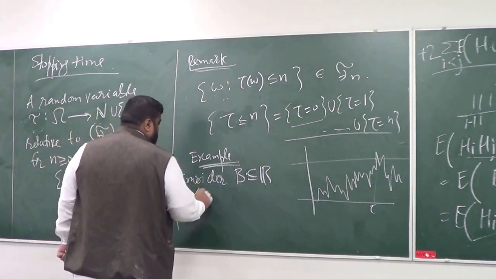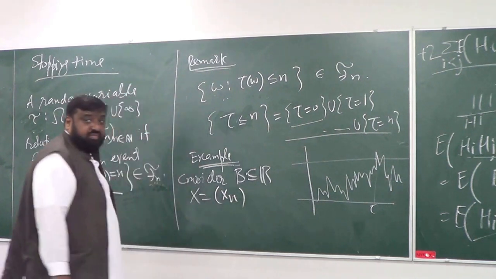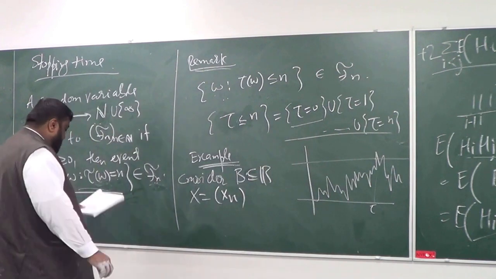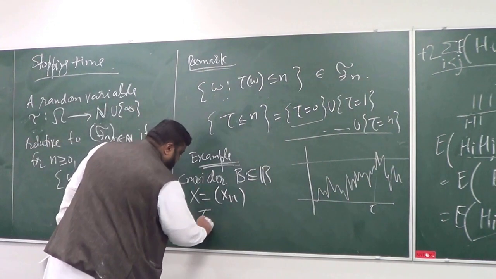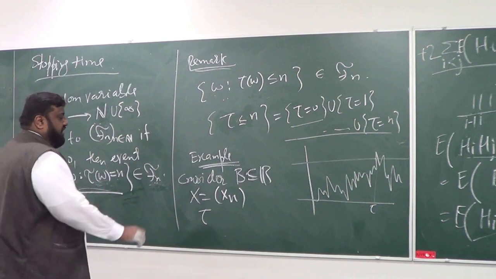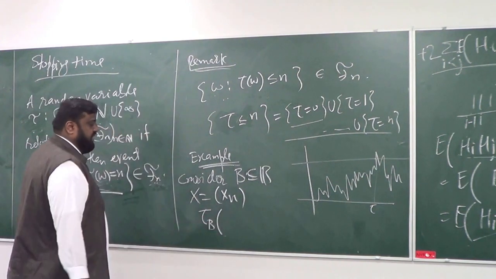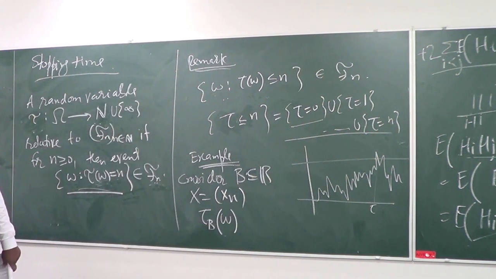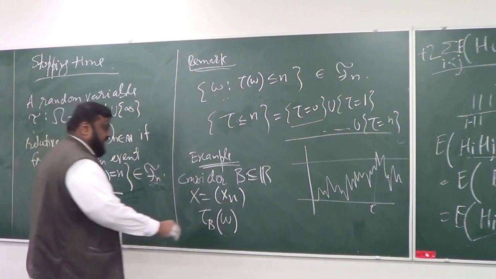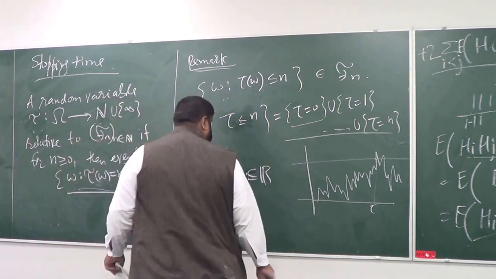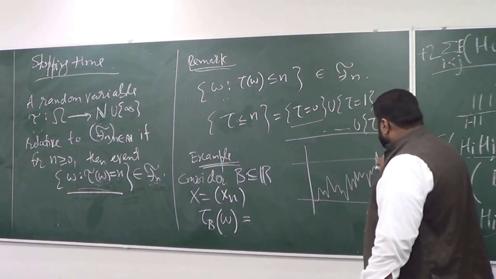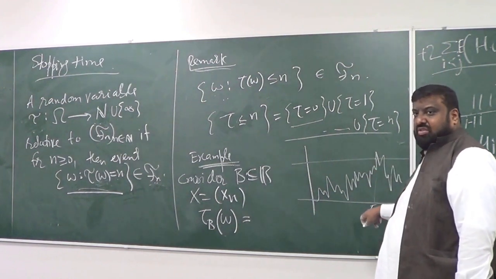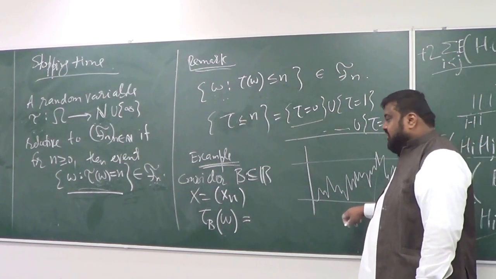And imagine I have a process X, and I'm defining a random variable tau b in this manner. Then tau b, whenever operated onto a trajectory, onto an omega, is going to be... So how should I write the first hitting time? I have a process X and it hits a barrier. So how should I write it? It should be the first instant.